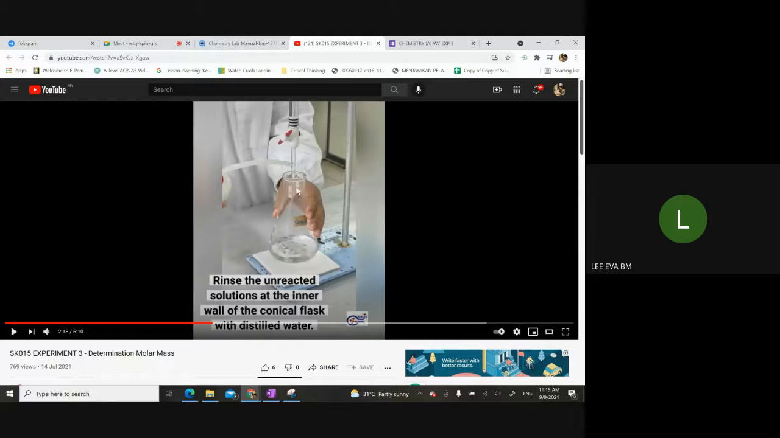Part ini pun penting juga. Kenapa kita cuci? Sebab mungkin ada yang awak punya NaOH dia lekat pada awak punya conical flask. Okay, still on the wall of the conical flask. That's why we wash it. Okay, but when you do these steps, washing the unreacted solutions at the inner wall of the conical flask, you are not affecting the number of mole of the acid. You tambah volume, you tukar dia punya concentration, tapi yang paling penting adalah number of mole dia kekal. Okay, number of mole of the acid remains unchanged. Yang penting adalah number of mole.